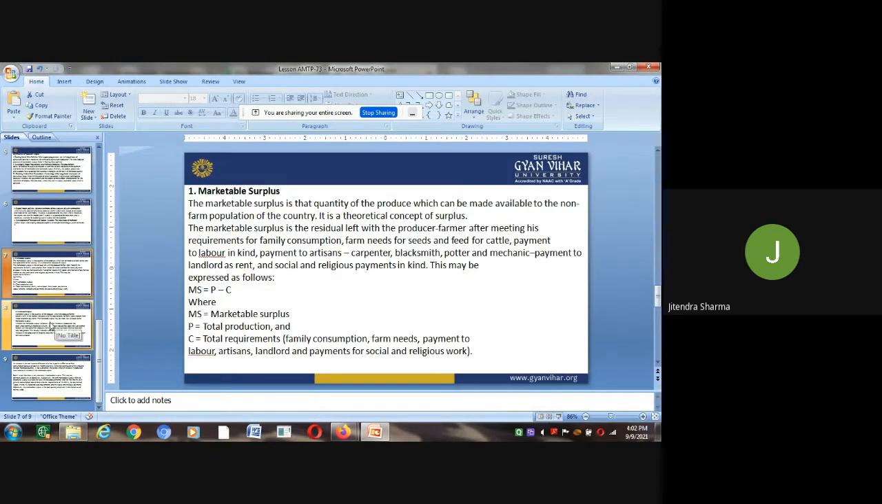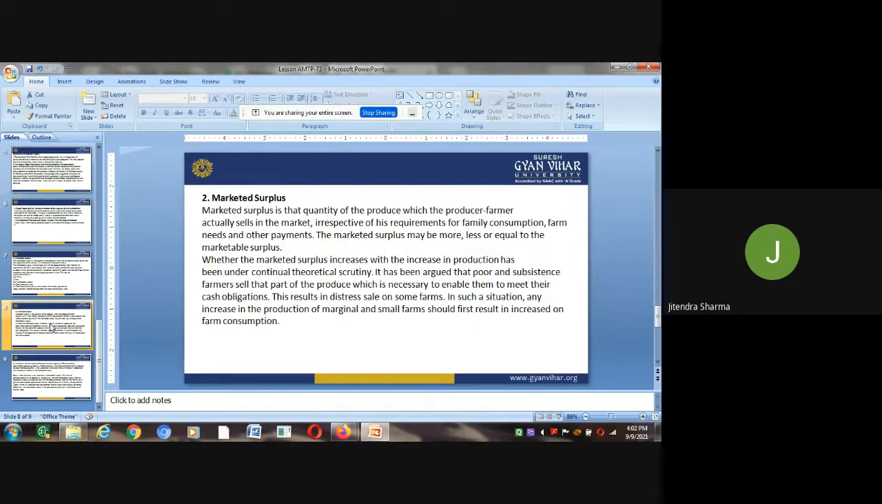Now the third concept, which is also very important, is the marketed surplus. Marketed surplus is the quantity of the produce which the farmer actually sells in the market, irrespective of his requirement of family consumption, needs, and other payments.